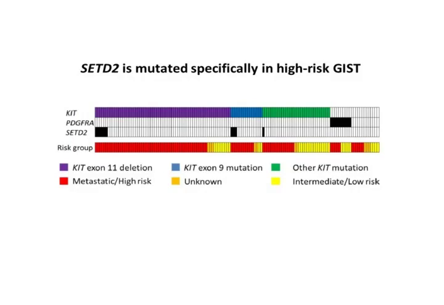What we found was that we confirmed that c-KIT and PDGFRA are indeed the most frequently mutated genes in GIST. However, we also found a new gene called SETD2 that was also mutated specifically in about 11% of high-risk GIST.